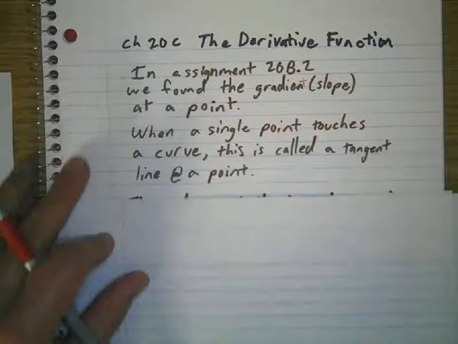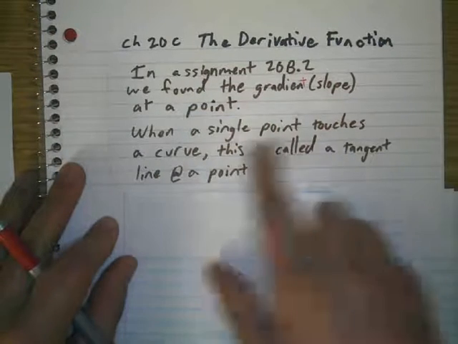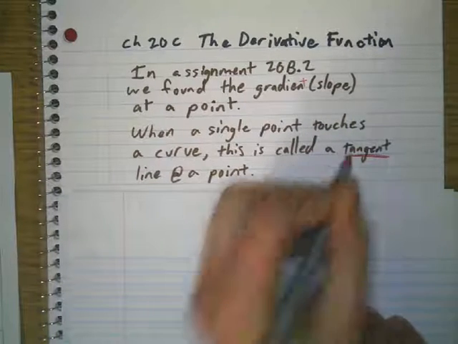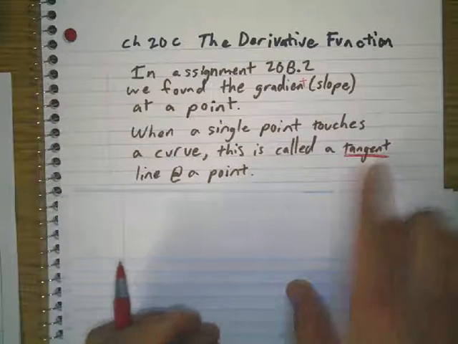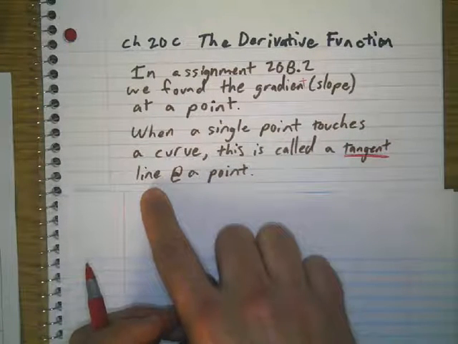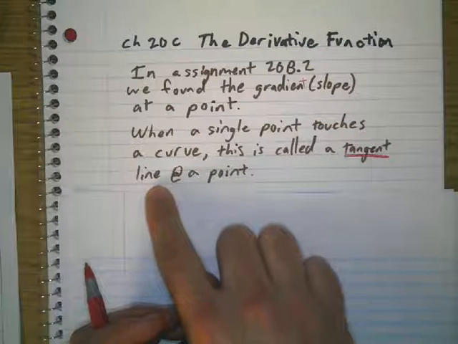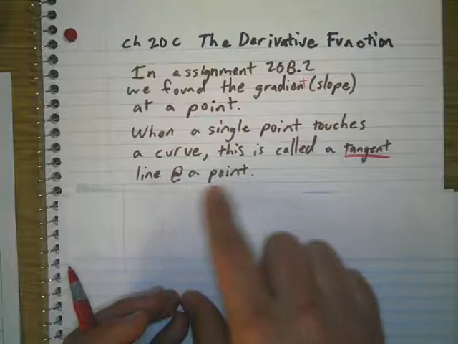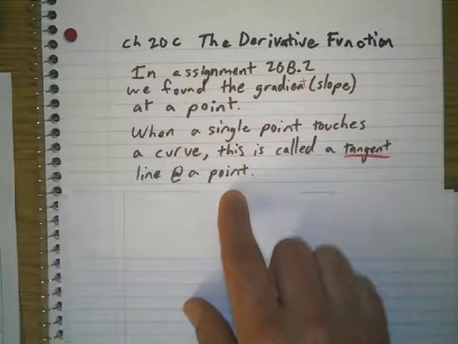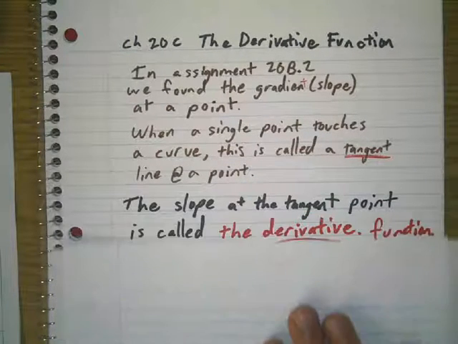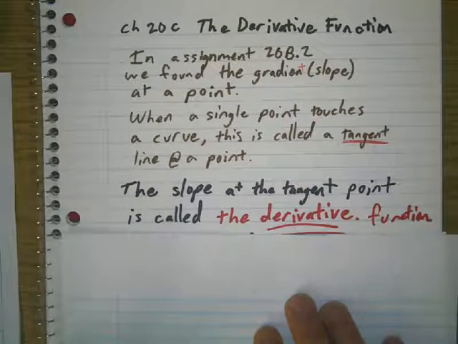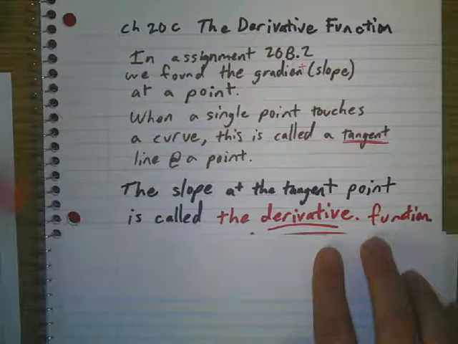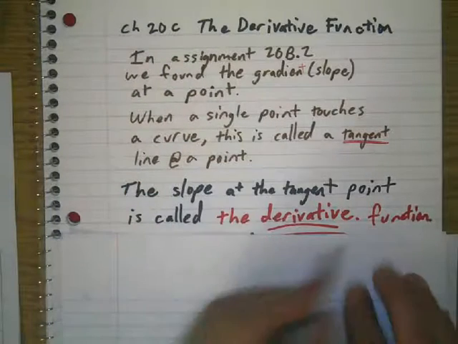Okay, so when a line touches a curve at a single point, this is called a tangent. We're going to be using this word. So the slope at a tangent point of a curve is called the derivative function. It's got a very special name called the derivative.